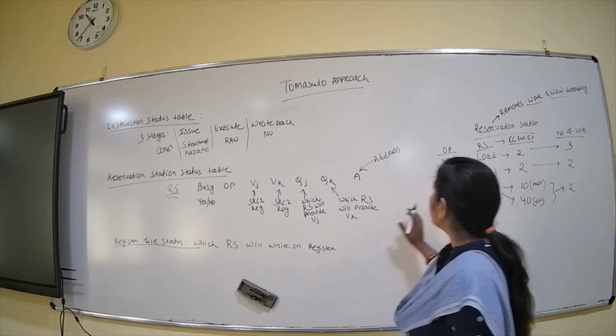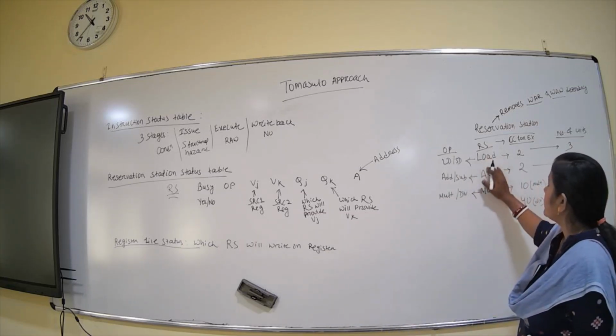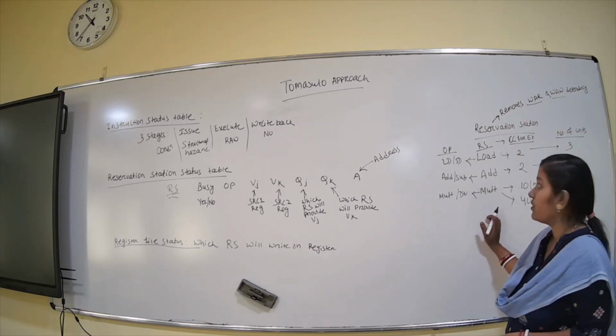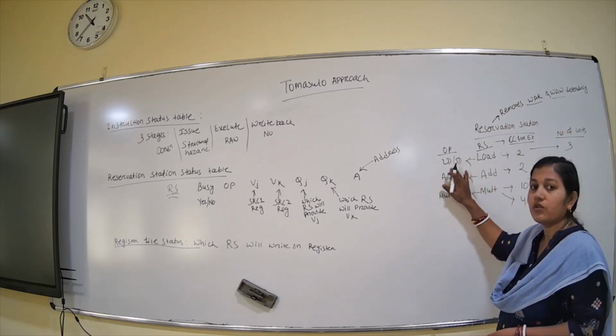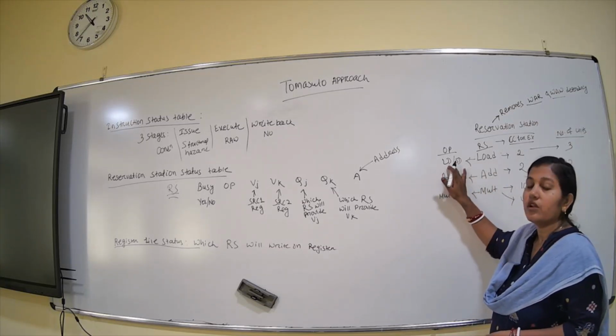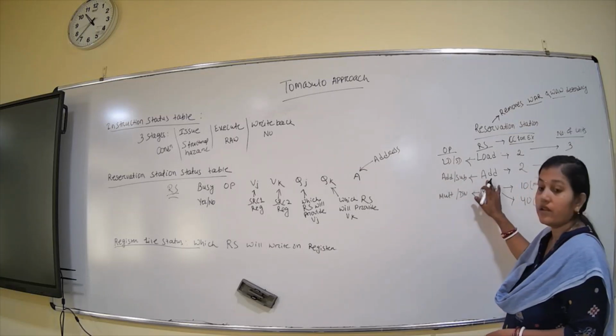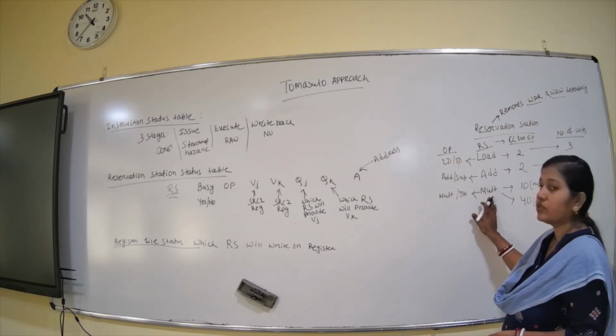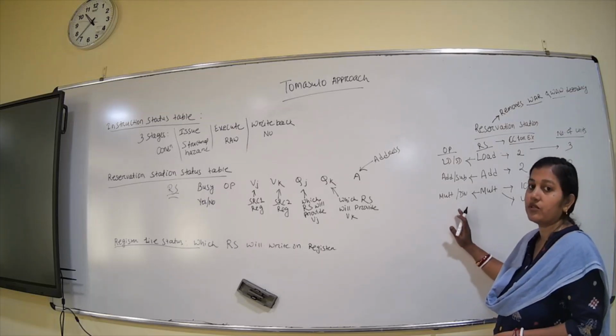Okay. Now, what about the reservation stations? We can say a reservation station can be load, can be add, can be multiply. The load reservation station can do load and store. The add reservation station can do add and subtract. The multiply reservation station can do multiply and division.